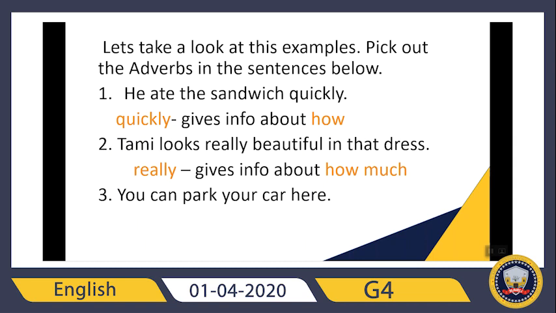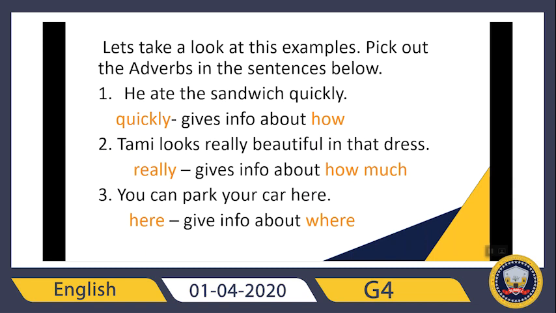So how and where do they want you to park the car? They said you can park it where? Here. So this word gives what? Information about where you need to park your car and where they ask you to park your car. So you can park your car here. Here gives information about where you need to park your car. So what is the adverb in this sentence? The adverb in this sentence is here. It gives info about where to park your car.